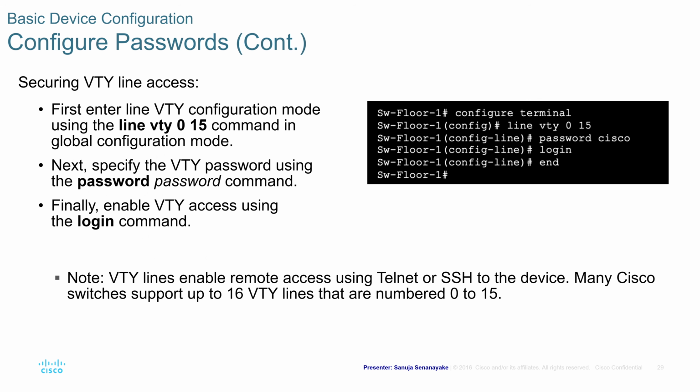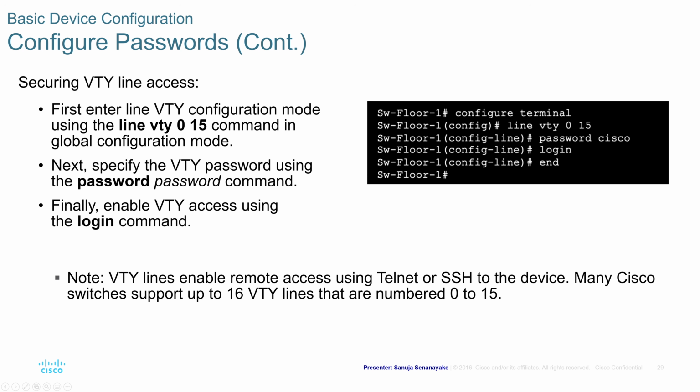To secure VTY lines, what you need to do is access the configure terminal and then enter the VTY line configuration mode. To do that, typically we use the line VTY 0 to 15 command in the global configuration mode.